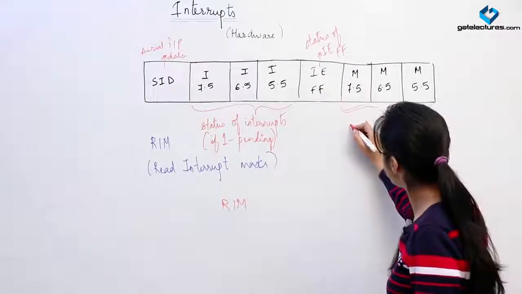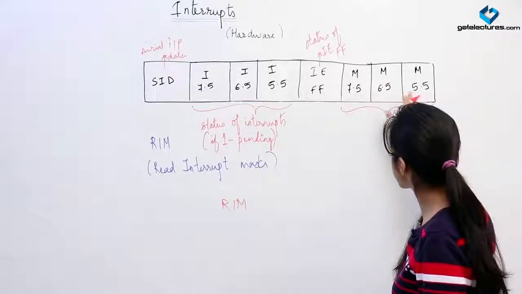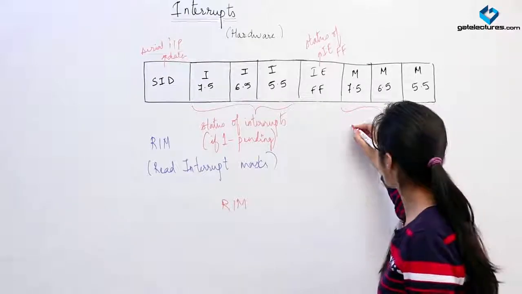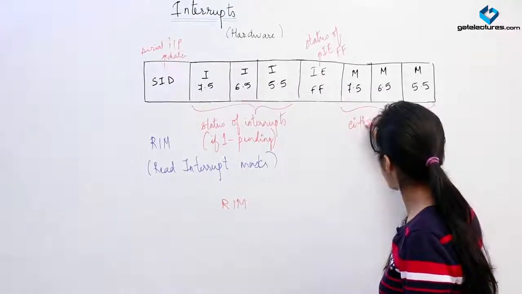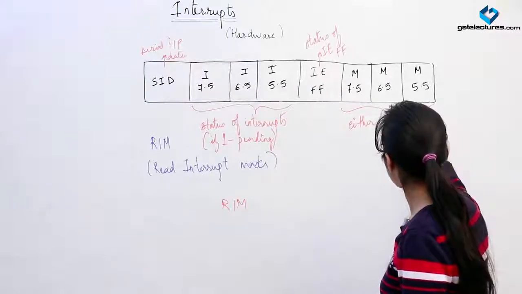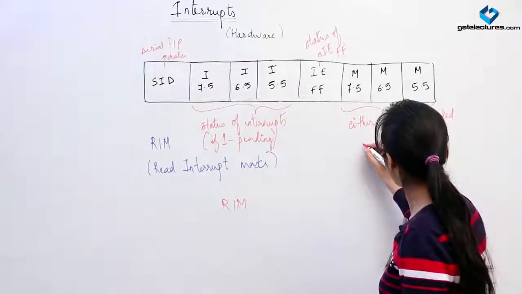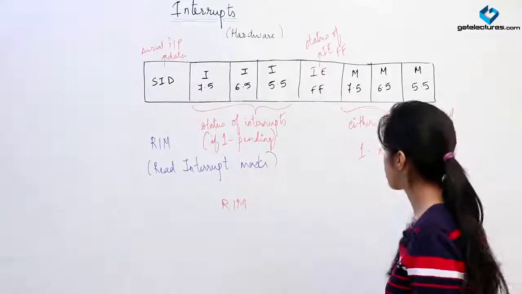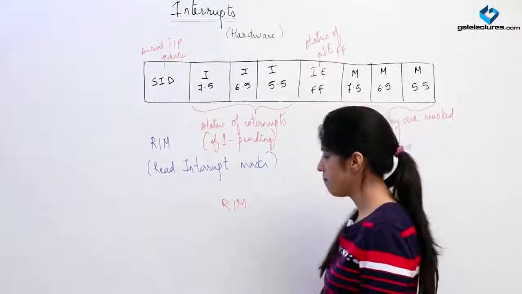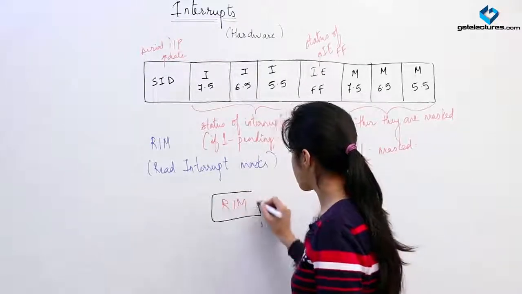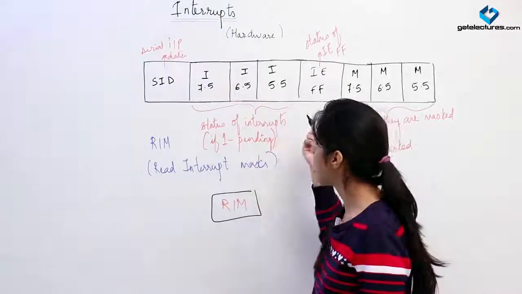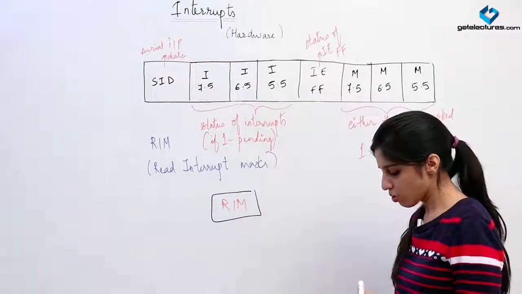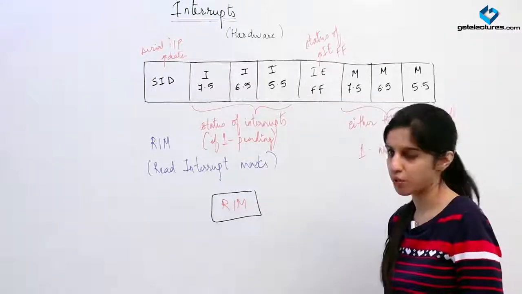This tells you whether the interrupts RST 7.5, 6.5, 5.5 are masked or not. If 1, that means they are masked; if 0, that means they are not masked. So using this instruction RIM, read interrupt mask, we can read the value of the accumulator and know the status of the interrupts, or whether they are masked or not. So this is all related to hardware interrupts.